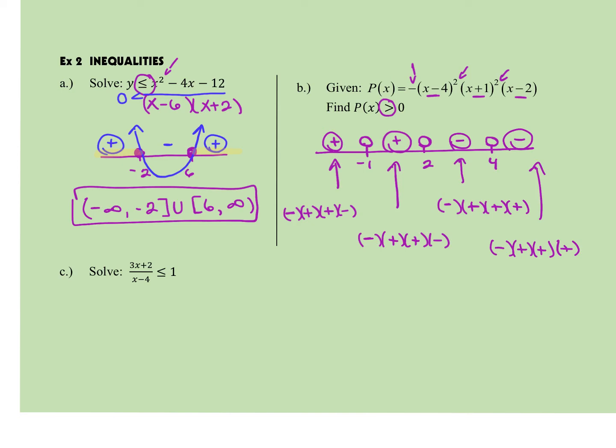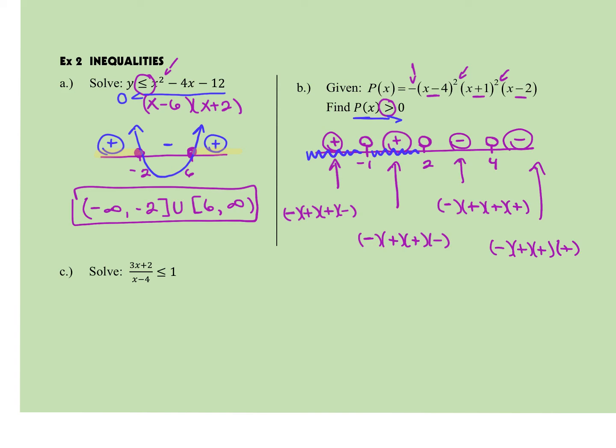So our answer was supposed to be, where is this polynomial greater than 0, but not inclusive of 0? So we're looking for our positive. So I'm looking for this interval, not including the -1, and I'm looking for this interval right here.